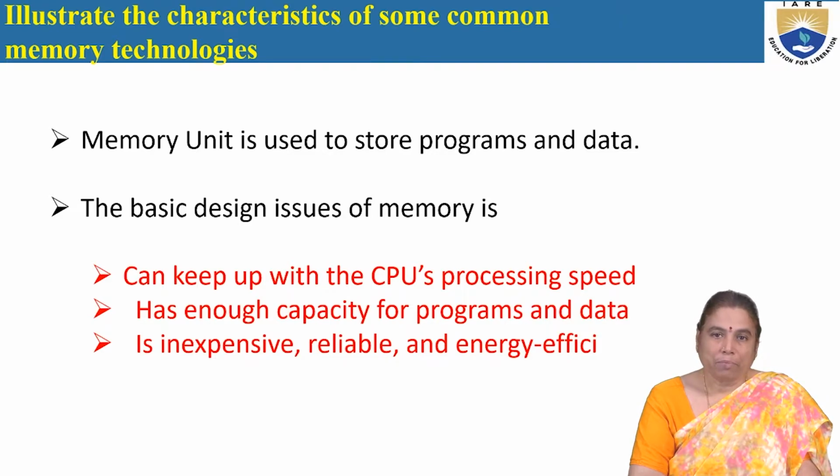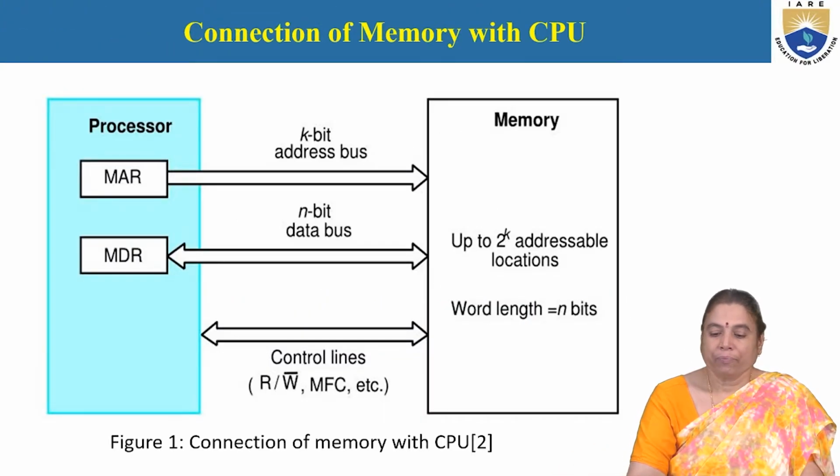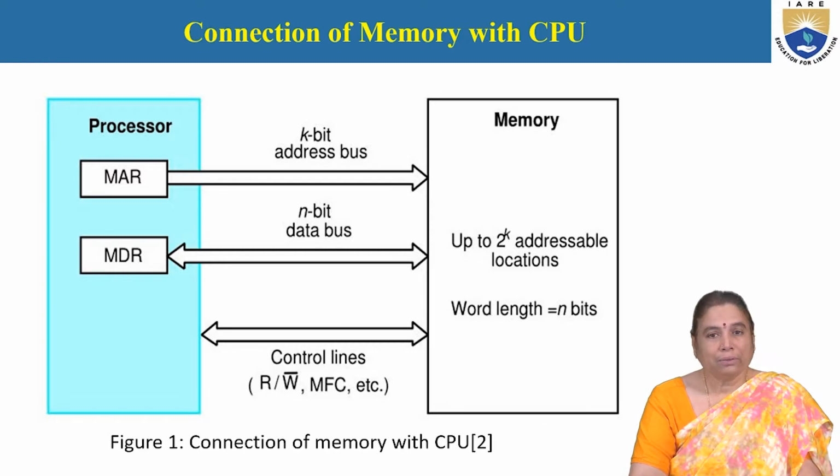So while designing the memory, the considerations that can be used are: what is the CPU processing speed, what is the capacity of program and data, the storage capacity, and how to design inexpensive, reliable and energy-efficient memory. So these design decisions can be considered during the memory construction. And how is this memory unit connected to the CPU?